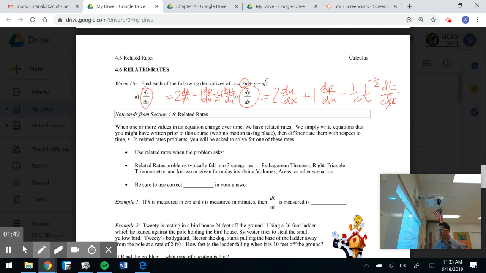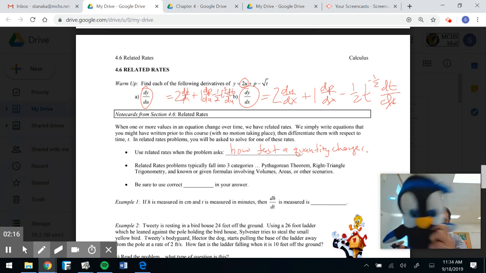All right, let's keep on rolling now, okay? Related rate problems. You use related rates when the problem asks how fast a quantity changes. Related rate problems fall typically into 3 categories: the Pythagorean theorem, right triangle trig, known or given formulas, really anything you learned in your geometry or pre-calc days.